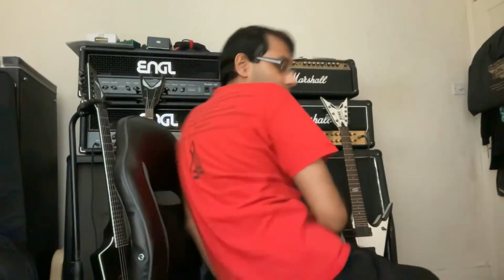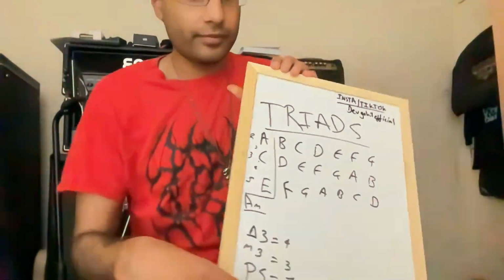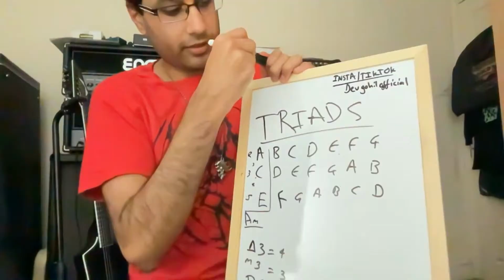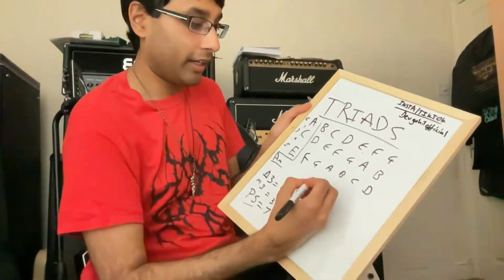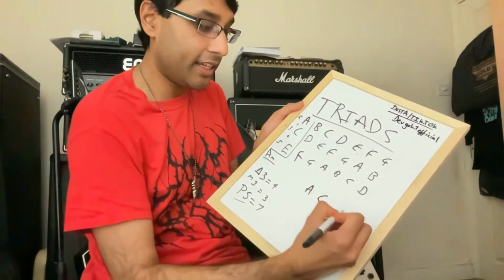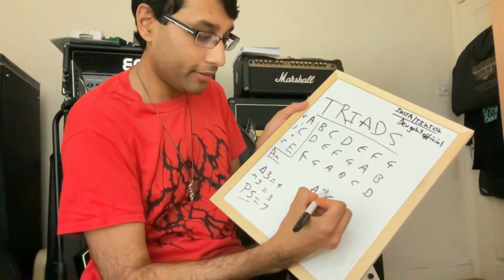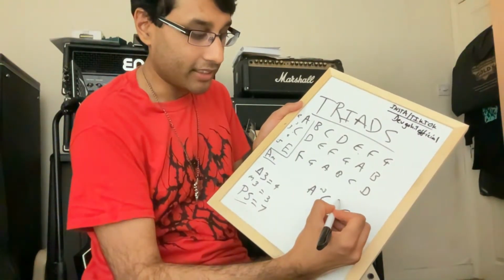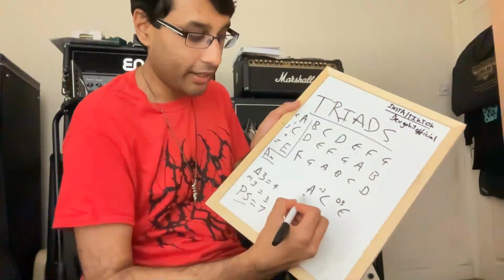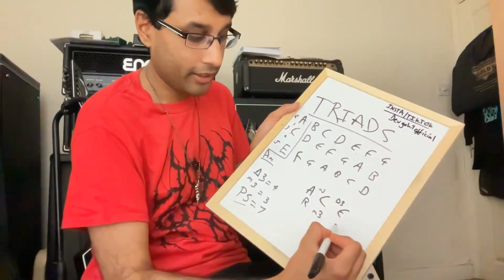Right, okay. Let's now break something down. Okay? So, A, C, and E. A to C is a minor third. C to E is a major third. Okay? So there we have a root, a minor third, and a perfect fifth.